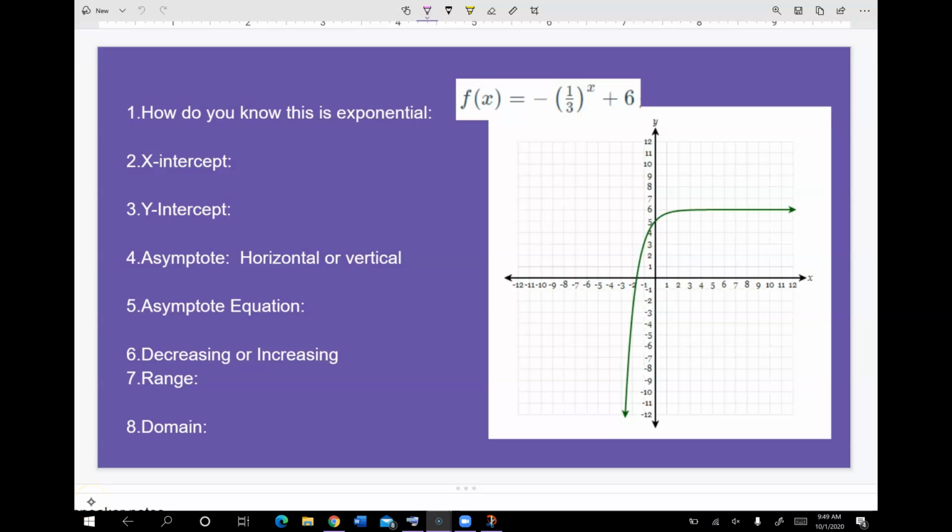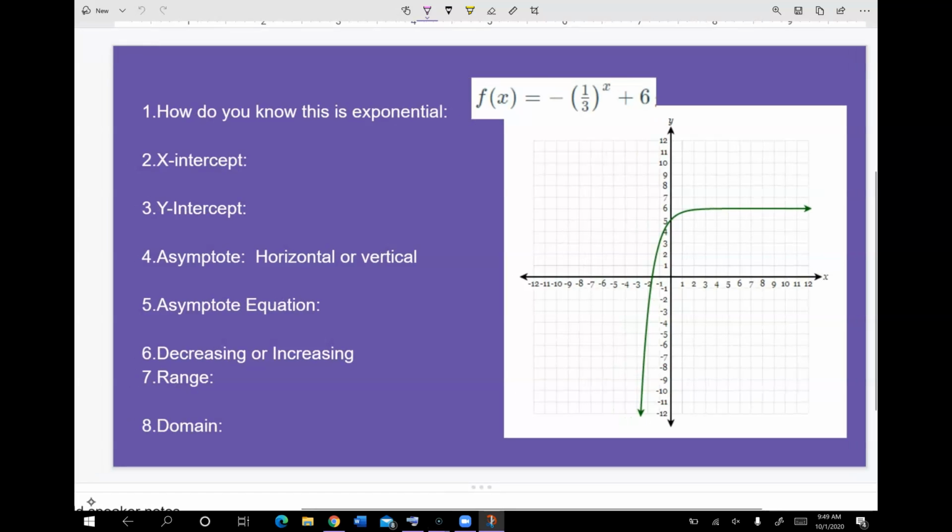Alright, so in this video we're going to review key features of exponentials and logs. How do you know it's exponential? You know it's exponential if there is a horizontal flat line somewhere. If you look, this is getting pretty flat right here. That's horizontal, so that means it's exponential, because it has a horizontal asymptote.